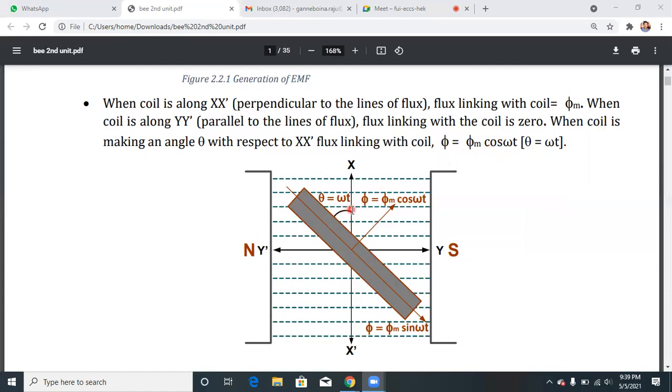This is the angle with respect to x dash, theta equal to omega t. If omega t is equal to 0, that means phi is equal to phi m, the conductor is exactly perpendicular, and you will get the maximum value of flux, phi m. Right? Understood? So when the coil makes an angle theta with respect to x dash, the flux linking with the coil is phi equal to phi m cos omega t.